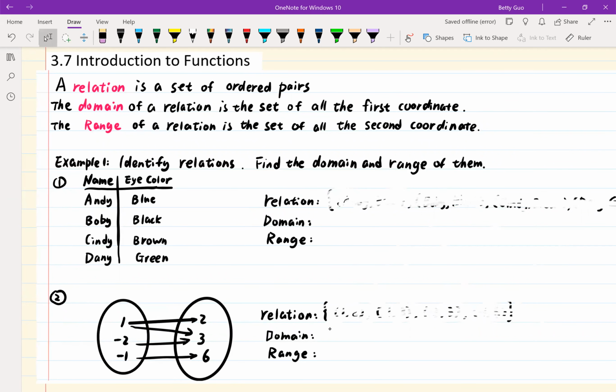A relation is a set of ordered pairs. The definition is very abstract. It's a very abstract concept. After today, in real life, you might notice many relations. You might be able to identify relations.